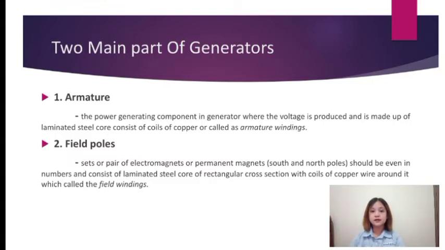Field poles. Field poles are sets of pairs of magnets or permanent magnets with south and north poles. They should be even in number and consist of a laminated steel core of rectangular cross-section with coils of copper wire around it, which are called the field windings. Field poles are used to provide excitation to an electric machine and to spread out the flux in the air gap uniformly.